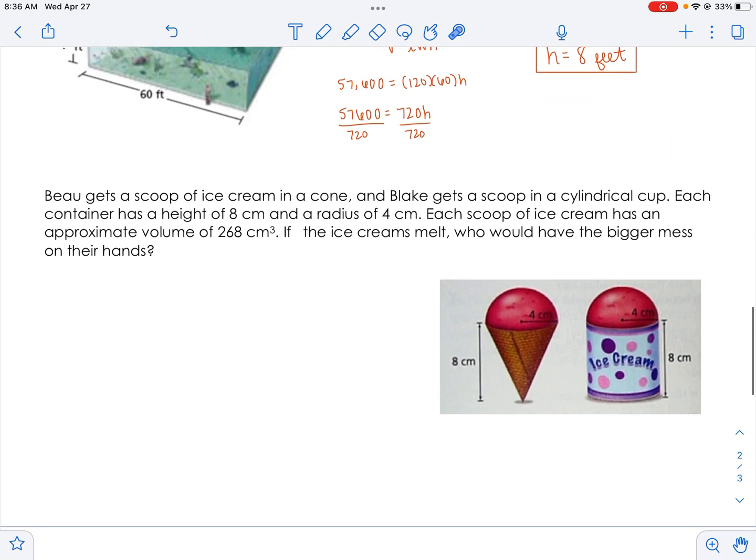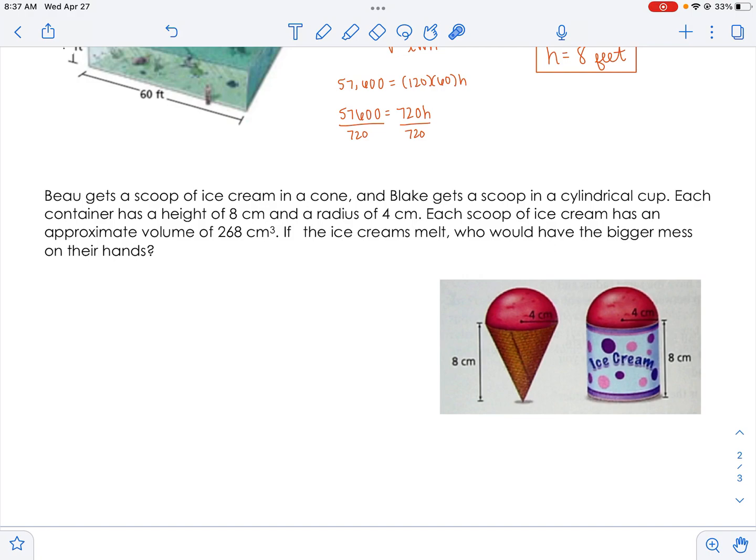So now taking a look at this last one, I have ice cream and I have two boys. So I have Bo and I have Blake. Now Bo gets a scoop of ice cream in a cone and Blake gets a scoop of ice cream in a cup. So Bo has the cone and Blake has the cup. Each container has a height of 8 centimeters and a radius of 4 centimeters. And each scoop of ice cream has an approximate volume of 268 centimeters cubed. So one scoop of ice cream is 268 centimeters cubed. If the ice cream melts, who would have the bigger mess on their hands?